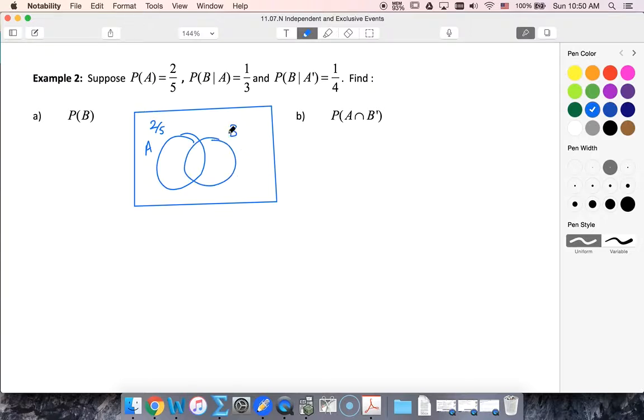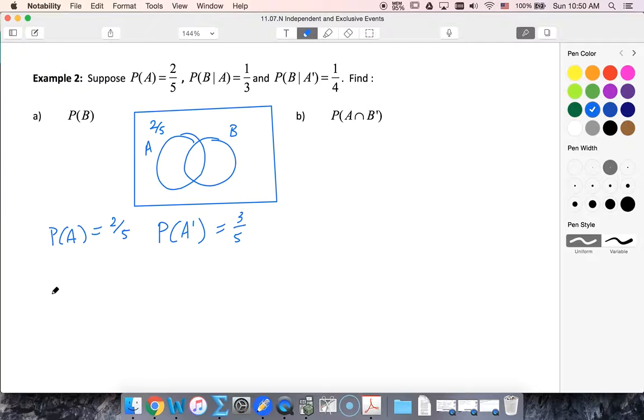I know there's a B over here. Probability of B given not A is 1/4. I can't really label that. B given A is 1/3. I can't really label that either. So let's go back and figure out other things. If I know that the probability of A is 2/5, that means the probability of not A must be 3/5. So not A is going to be here and here.